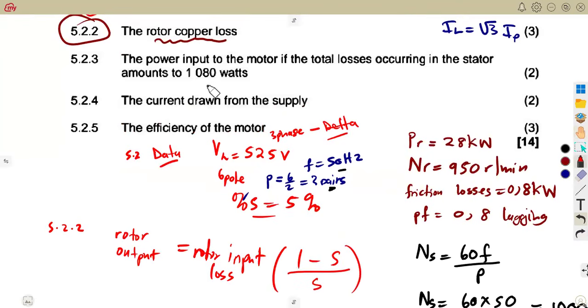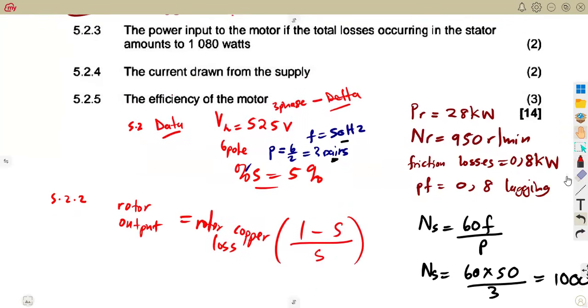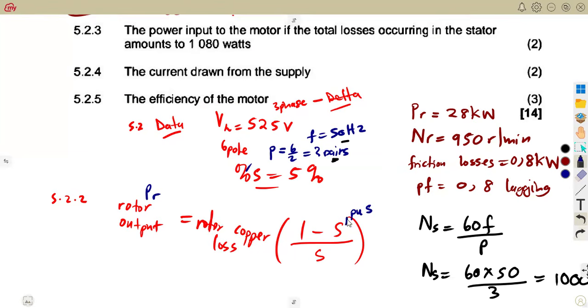So the question needs you to calculate what? The rotor copper loss. That is the rotor copper loss, the one that we need there. So let us substitute and see what we have. Because we have got the rotor output, this is our PR. The rotor copper loss is the one that we need to determine. The slip is per unit slip that you have to consider, so you divide this one by 100. Remember, converting to per unit values.